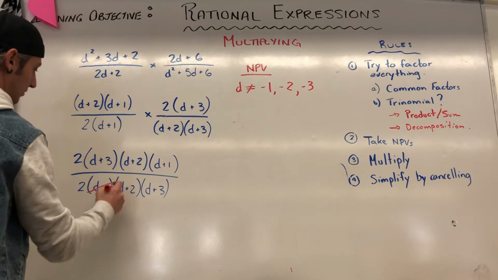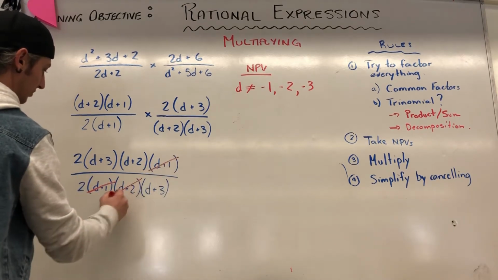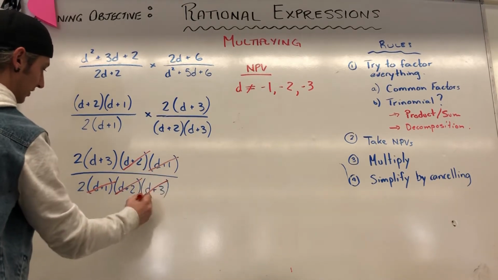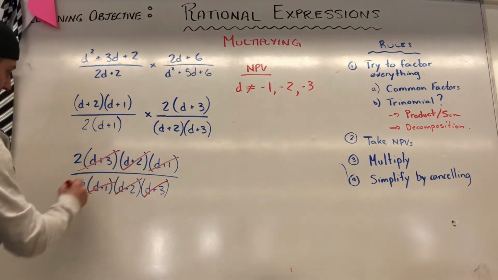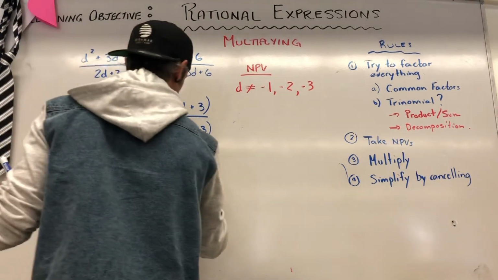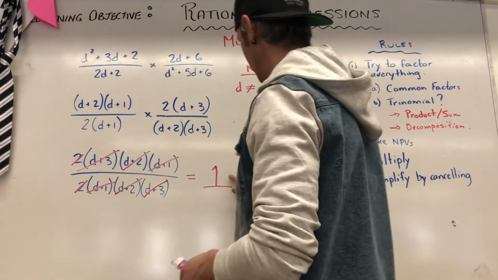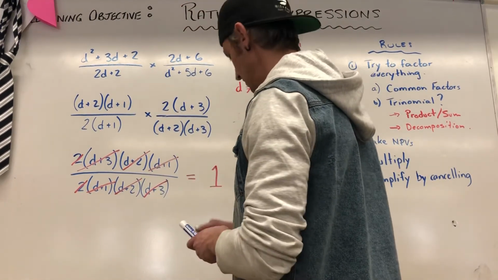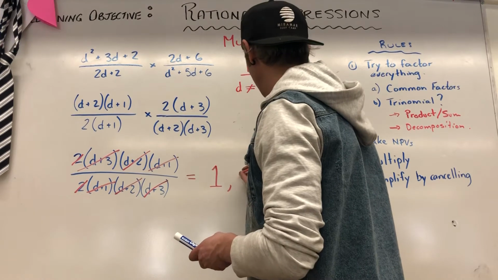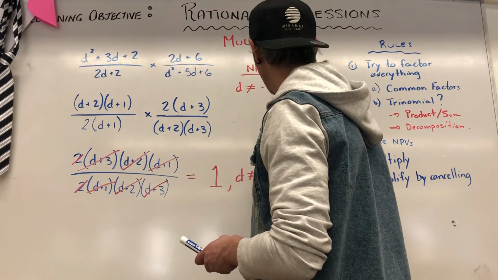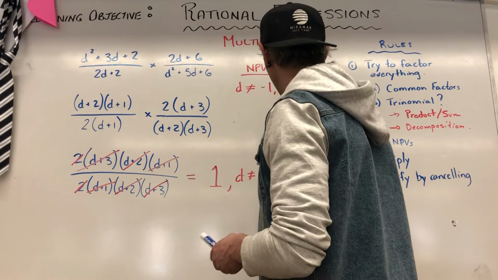So d plus 1 cancels with d plus 1, d plus 2 cancels with d plus 2, d plus 3 cancels with d plus 3, and then 2 divided by 2 is uno, which is a funny answer. It's 1, where d cannot equal negative 1, negative 2, negative 3.